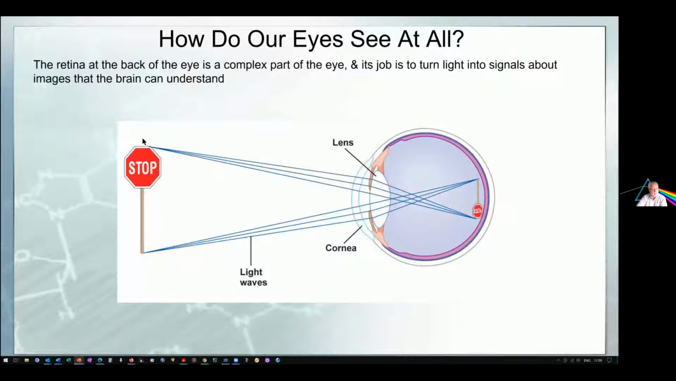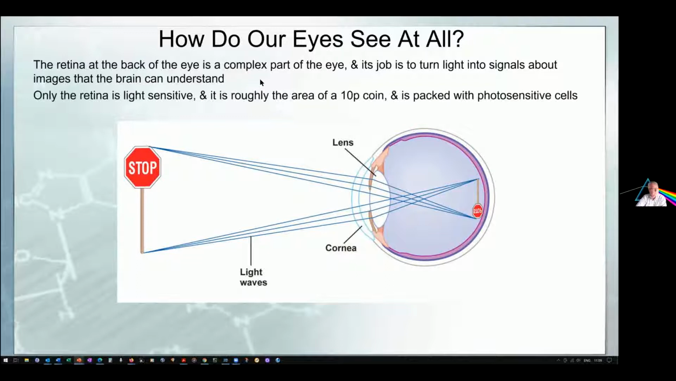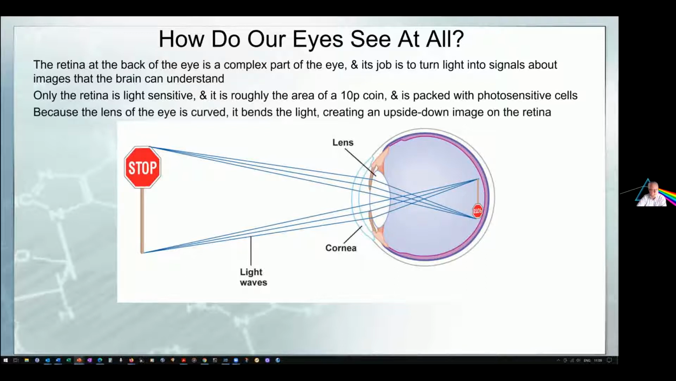And the retina at the back of our eyes is a complex collection of cells, and its job is to turn light into signals that our brain can understand and interpret. It's only the retina that is actually light sensitive, and it's roughly the area of a 10p coin, and it's packed with photosensitive cells. But because the lens in the eye, which focuses the light, is curved, it bends the light, so it actually creates the image on the back of our eye upside down. And the brain turns it the right way up.